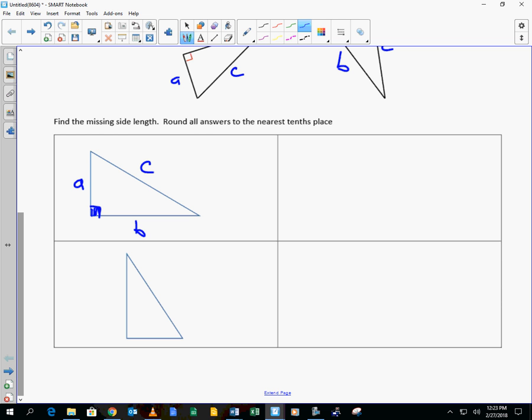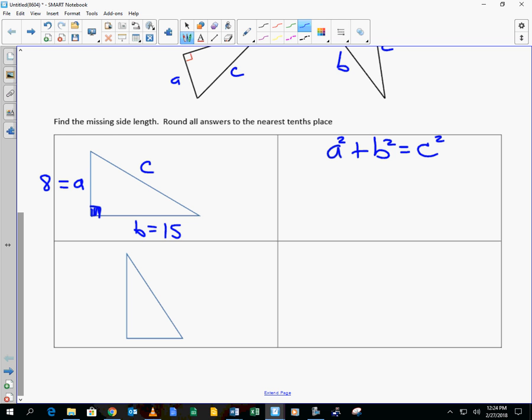Okay? It says find the missing side and round all your answers to the nearest 10th place. So I'm going to make up a few problems that we're going to solve together. We're going to call A a side length of 8. We're going to call B a side length of 15. What we want to do is find C. Our Pythagorean theorem says A squared plus B squared is equal to C squared.